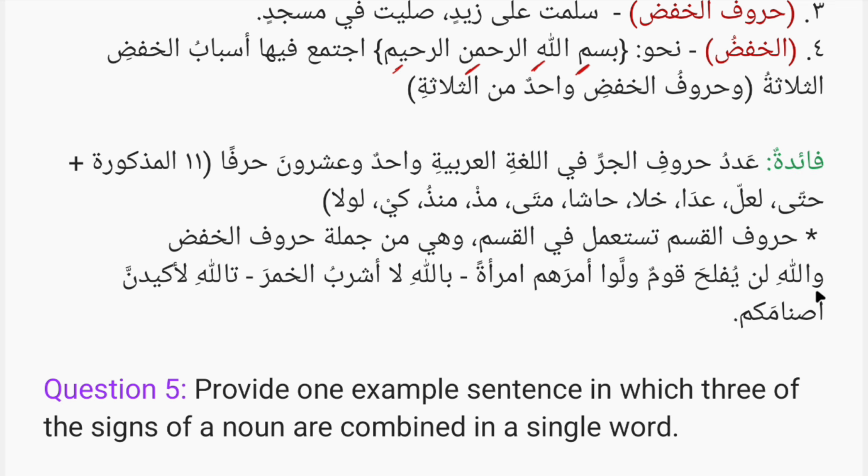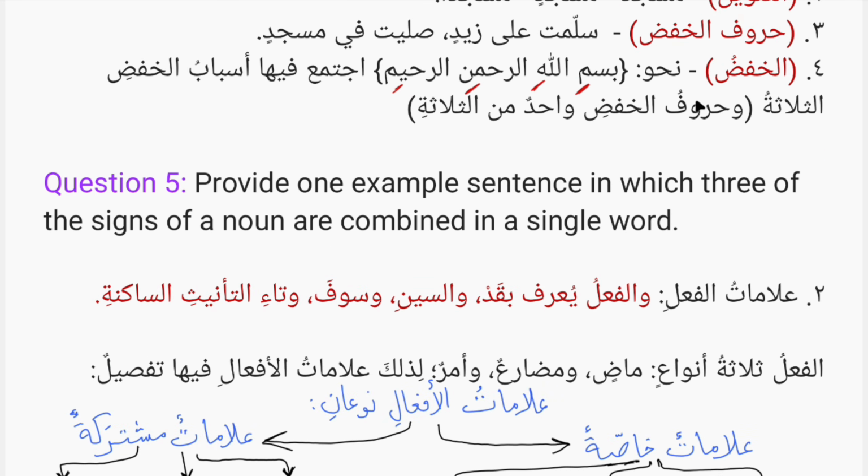So the point is, this waw is used to bear oath. Allahi, lafz al-jalala is majroor. What's caused it to become majroor? Waw al-qasam. So this is a harf jar. Ba billahi la ashrabu al-khamr. Ba has caused lafz al-jalala to become majroor. Tallahi, ta. So حروف القسم وهي الواو والباء والتاء. So the point is just to give examples of the three حروف الجر.